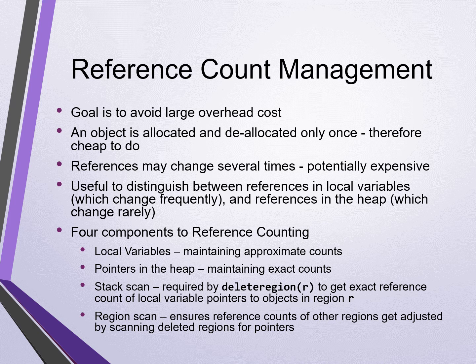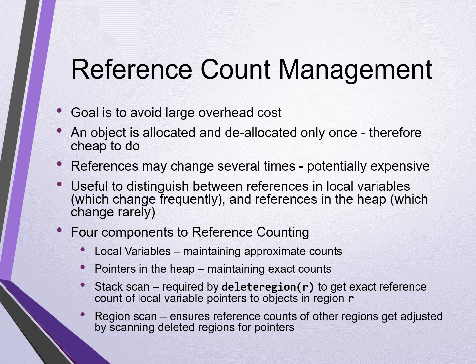So the goal of the reference counting scheme is to avoid large overhead by reference counting local variables exactly. An object is allocated and deallocated only once and is therefore inexpensive to do. However, references to an object can change several times, so maintaining exact reference counts can be very expensive. Therefore, Gay and Aiken distinguish between local variable references, which change frequently, and references in the heap, which rarely get updated. So there are 4 components to their scheme.